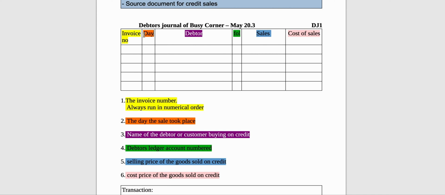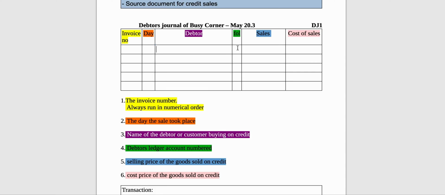So the second column, that's where we write the day the sale took place. So let's say a customer came on the 6th of May to come and buy from us on credit. Then that's where the day goes. Then you will write 6 on there. Third column, a debtor. So in this column, you record the name of the debtor buying on credit. All right. So they will tell you usually that S. Smith or J. Smith or whoever the customer's name is, you write their name in this column right here.